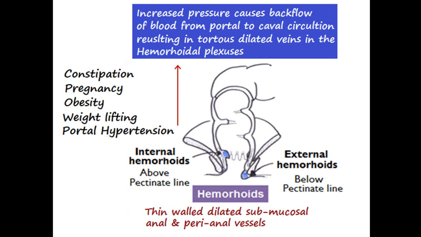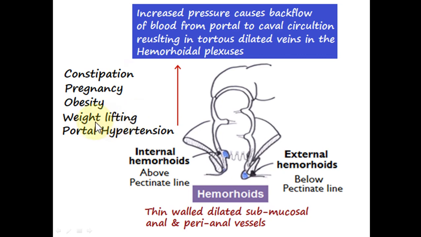Mostly the pressure that will cause backflow of blood from the portal circulation into the caval circulation and into the anastomosis that exists between superior rectal vein, inferior rectal vein, and middle rectal vein. So its causes can be severe and prolonged constipation. Pregnancy can pressurize the veins and cause the backflow of blood from the portal into the caval circulation, or in the opposite direction. Obesity may be a cause.